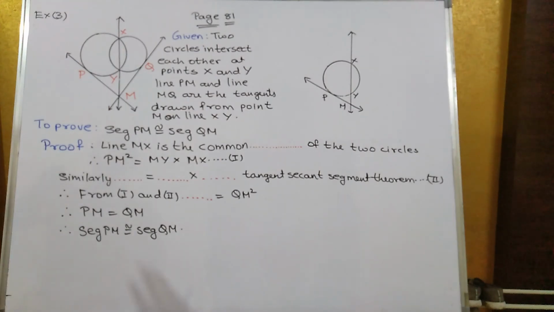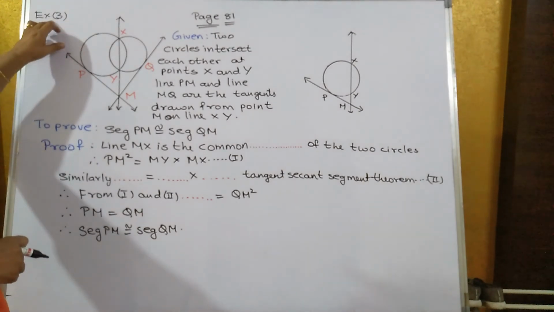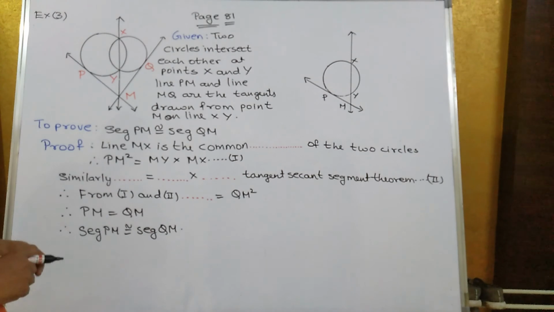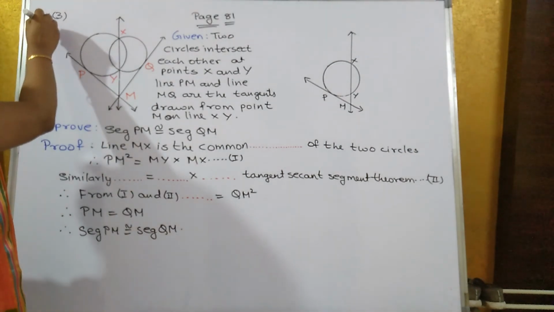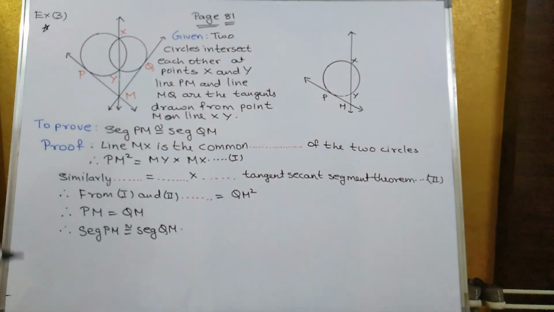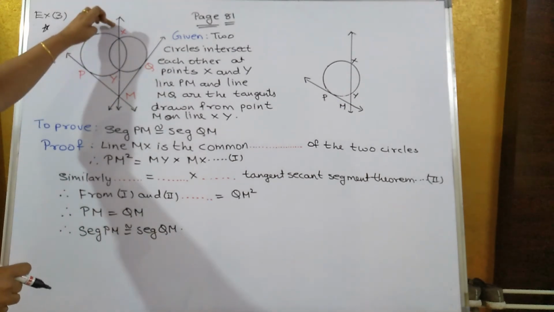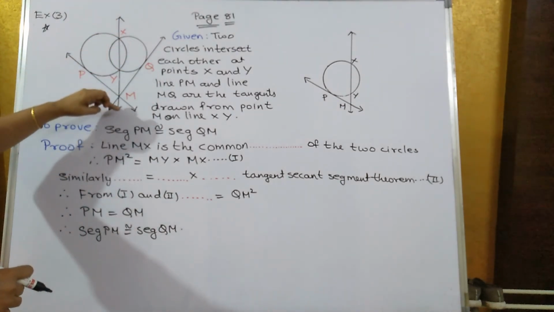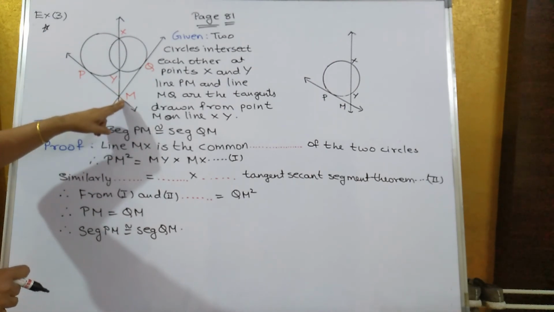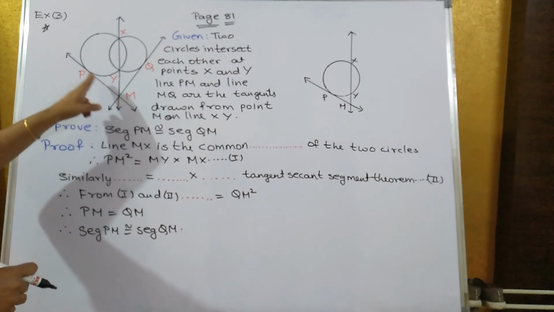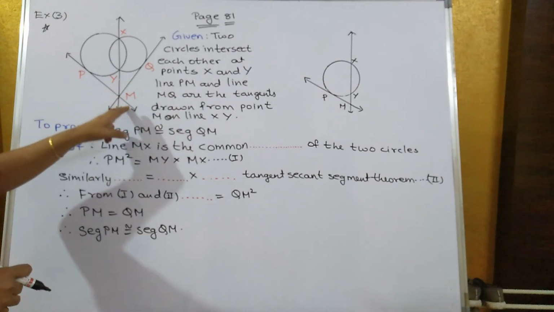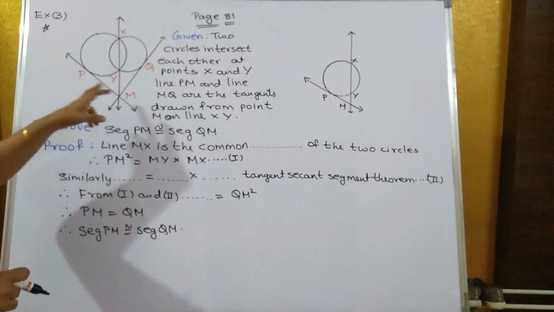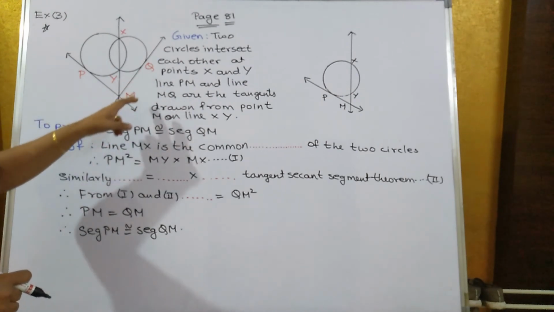Now this is given in page number 81, example 3. Some missing places are given, you have to just fill them up. It is very important, and at the same time it is very simple also. Now they have given two circles intersecting at points X and Y. Point M is lying on this line XY, and from M two tangents are drawn, that is PM and QM. PM is touching this circle and QM is touching this circle. You have to prove that PM is equal to QM.